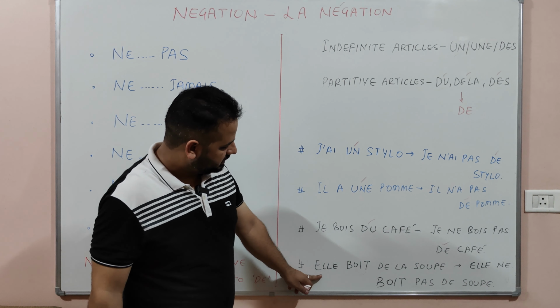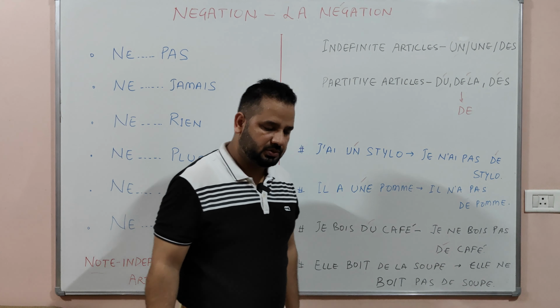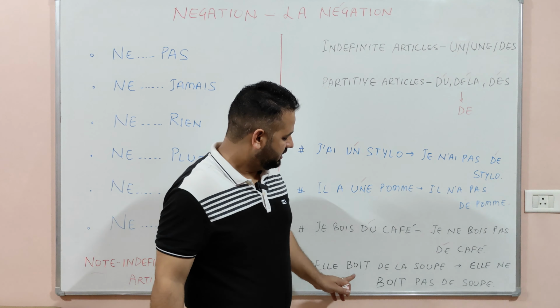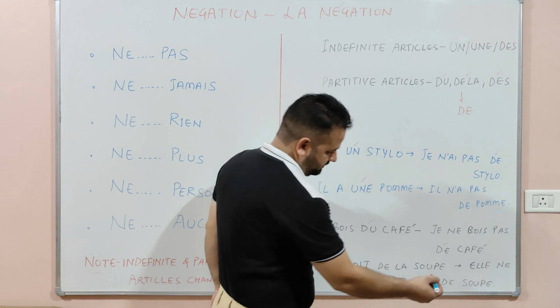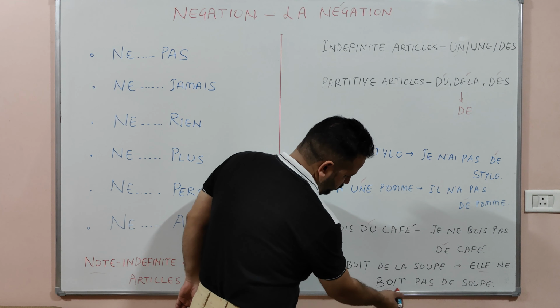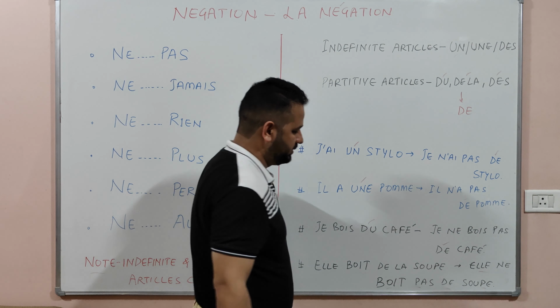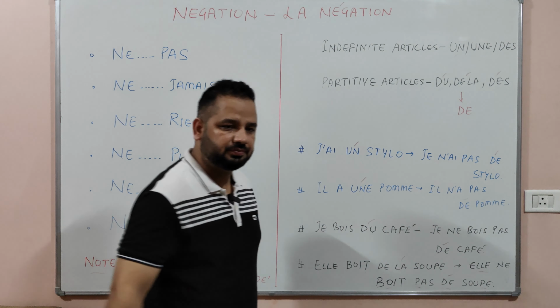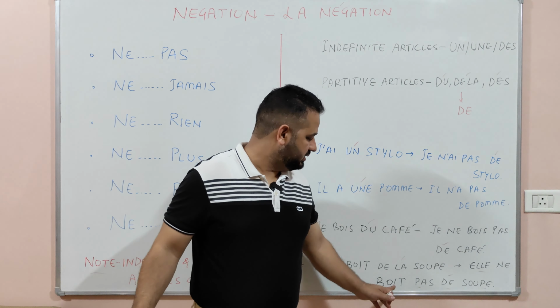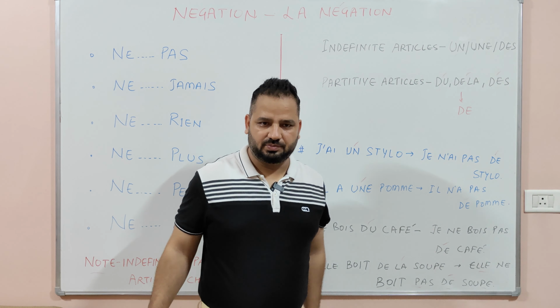One more example. Elle boit de la soupe. She drinks some soup. Let's make it negative. Elle ne boit pas de soupe. De la changes into de. She doesn't drink any soup.